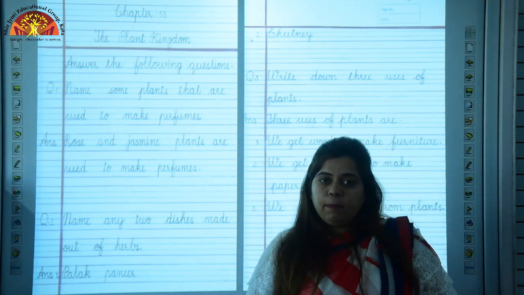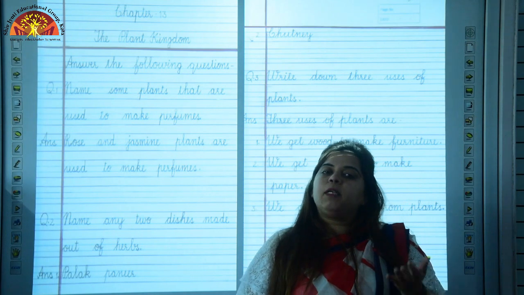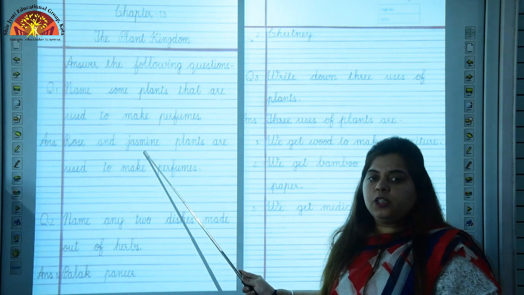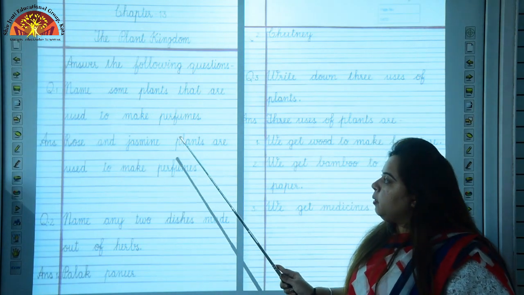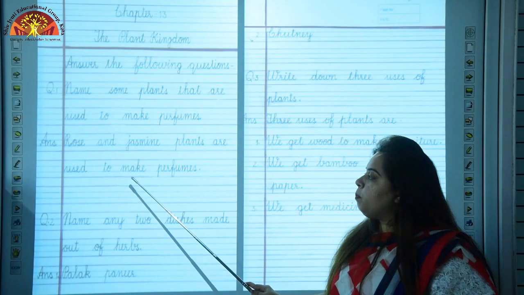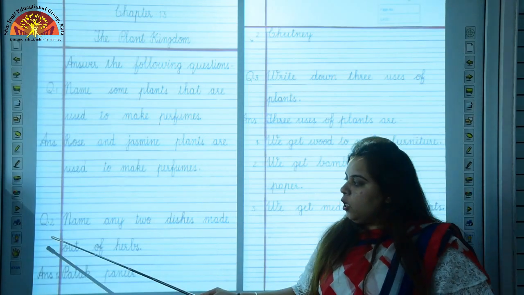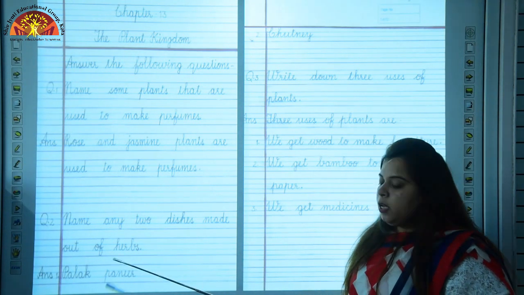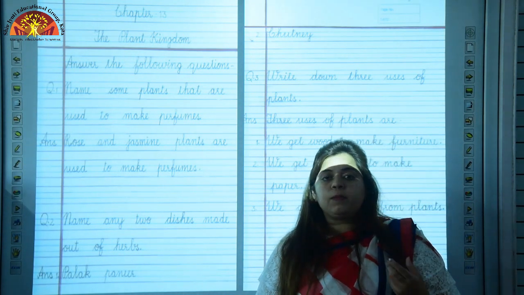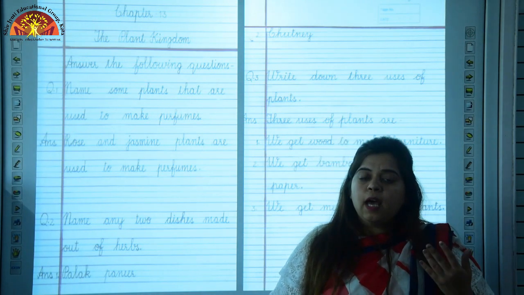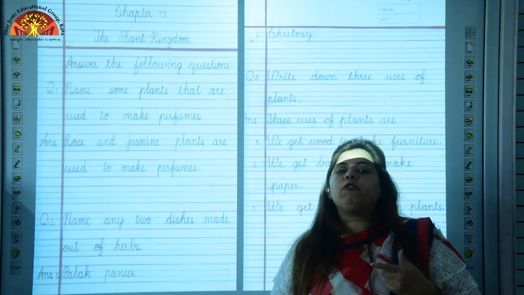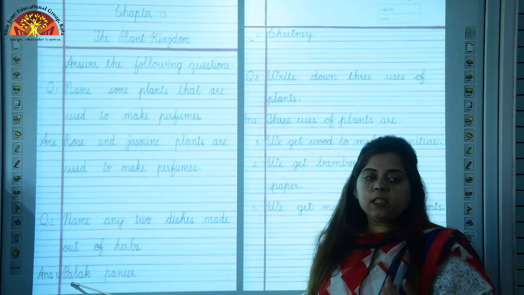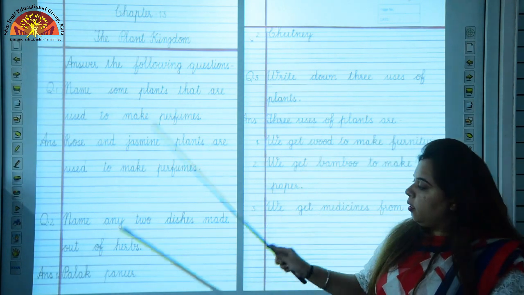Which plants are used to make perfume, children? Rose and jasmine plants. ROSE, rose. JASMINE, jasmine. Rose and jasmine plants are used to make perfumes. Question number 2. Name any 2 dishes made out of herbs. Now, as I told you, herbs are commonly used in our kitchen and we make dishes from herbs. Here we have to write the names of 2 dishes made out of herbs. Answer is palak paneer and chutney.